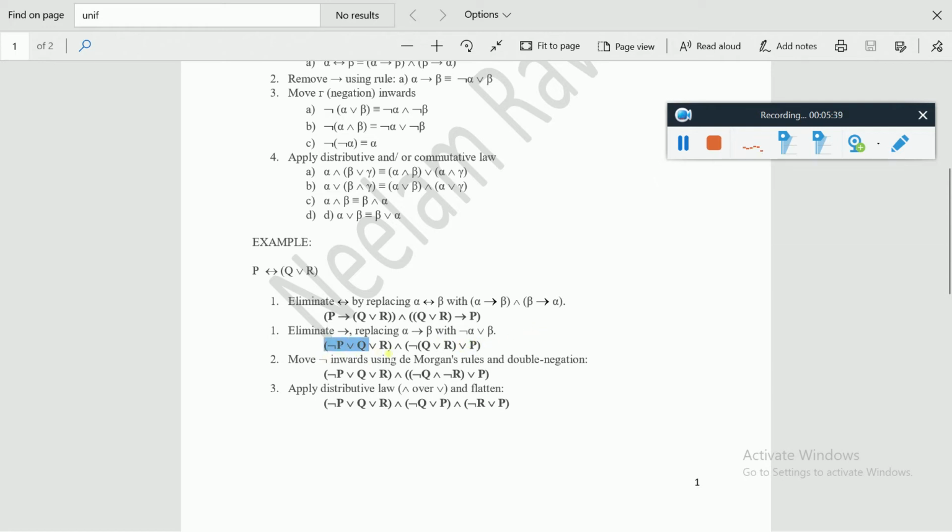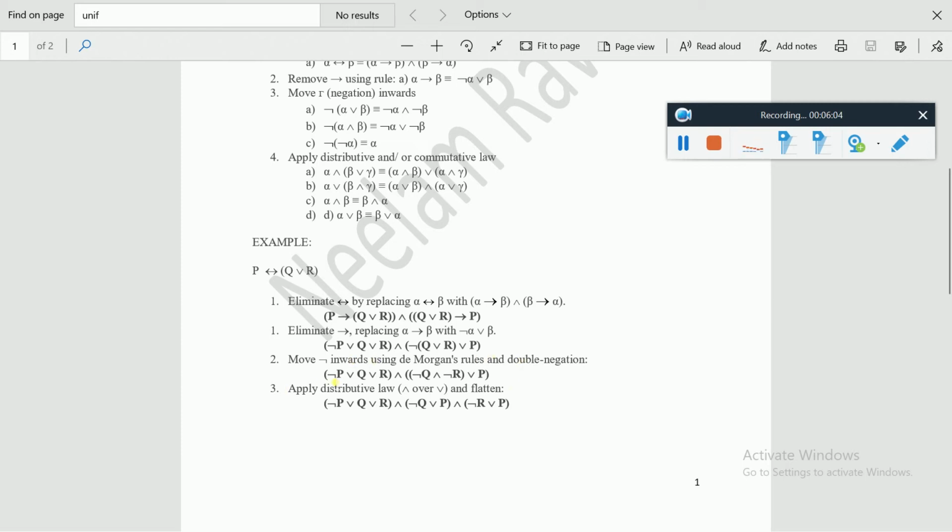So after applying this, we do have this WFF. Now in the third step, I need to move the negation symbol inwards. So obviously I will apply De Morgan's or double negation law. There is a negation outside Q or R. So after applying De Morgan's law, it would be not Q and not R.